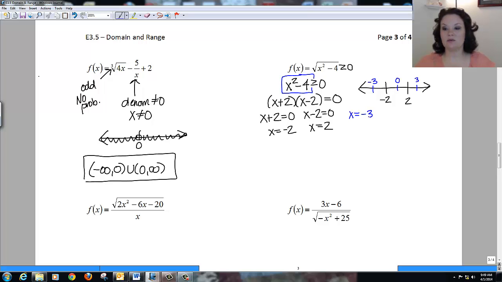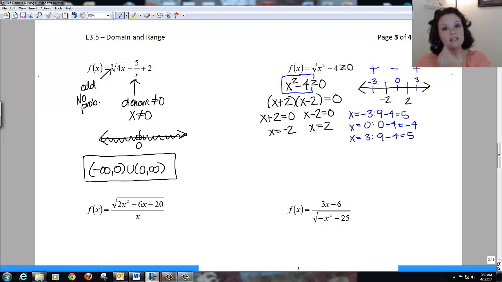So if I plug in x equals negative 3, negative 3 squared gives me 9, minus 4 gives me 5, which is a positive number. So that means that this is a positive interval. When I plug in x equals 0, 0 squared is 0, minus 4, which is negative 4. So this is a negative interval. And then I plug in my last test point, x equals 3. 3 squared is 9, minus 4 gives me 5. So this last interval is positive.